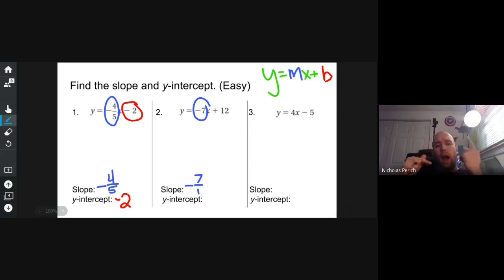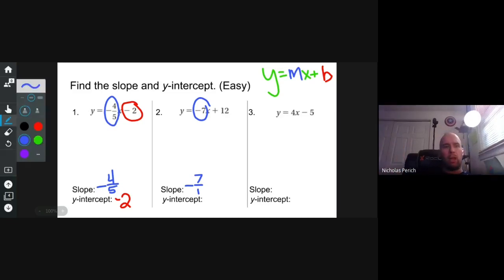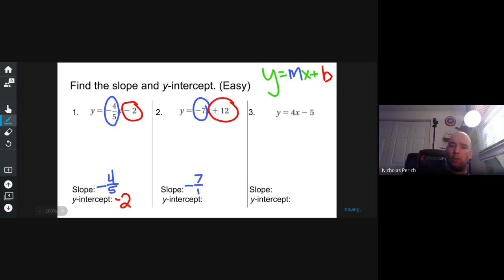So anytime today that I see a slope, if it's not over a number, I'm going to put it over 1. Every time. So you're going to see me do that again in problem 3. The y-intercept is the number floating around all by itself, which is positive 12. That plus sign means it's a positive number, positive 12.